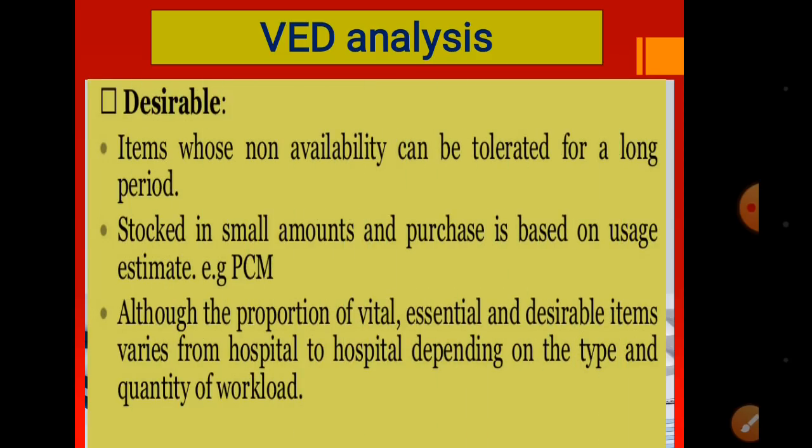Now, desirable items. These are items whose non-availability can be tolerated for a long period. They are stocked in small amount and purchase is based on the user's estimate. Example, PCM. Although the proportion of vital, essential and desirable items varies from hospital to hospital depending on the type and quantity of workload.